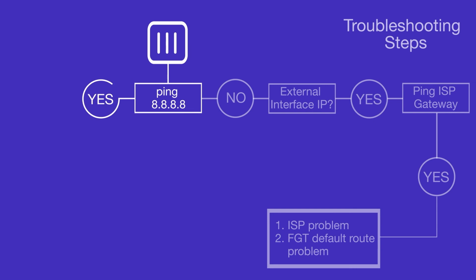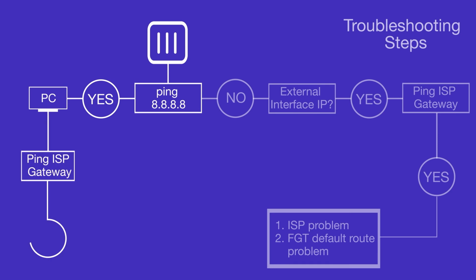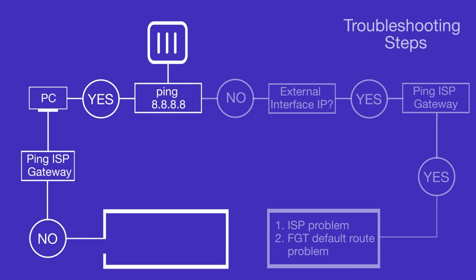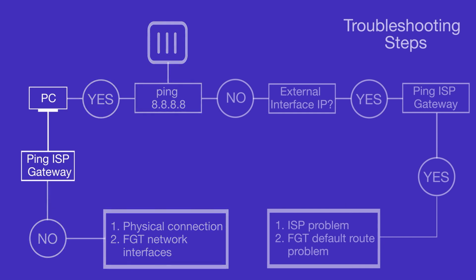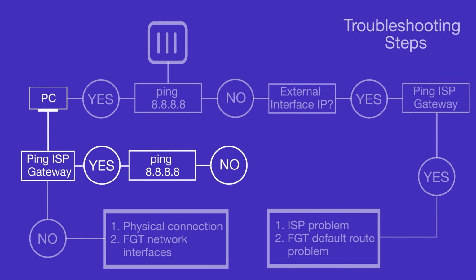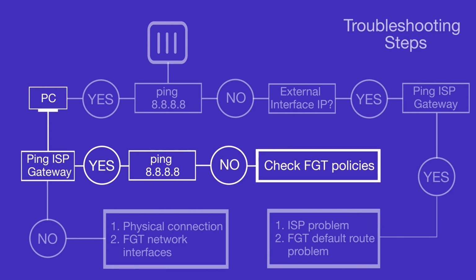If FortiGate is able to access the internet, then test the internal PC connections. If the internal PC is not getting an IP address or cannot ping the gateway, this can indicate that the internal PC cannot find the gateway. It could be due to the physical connection failure or misconfiguration on the FortiGate internal network interface. A variation of this problem is when the internal PC gets an IP address and can ping the gateway, but cannot ping out. In this case, make sure that the FortiGate policies are set correctly.